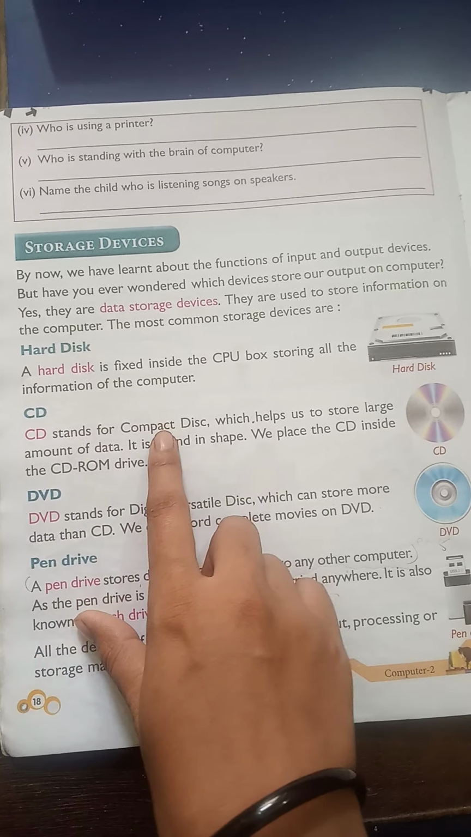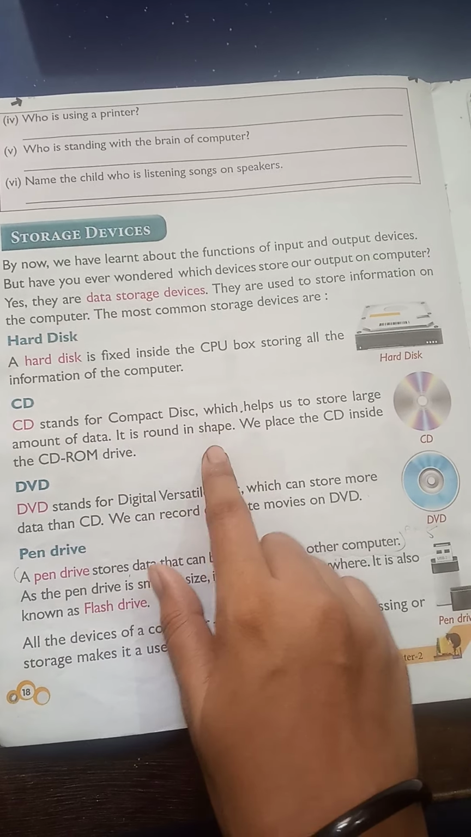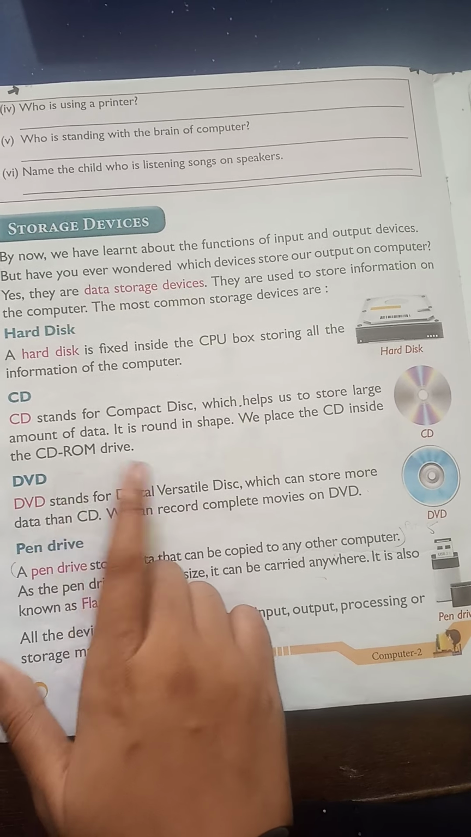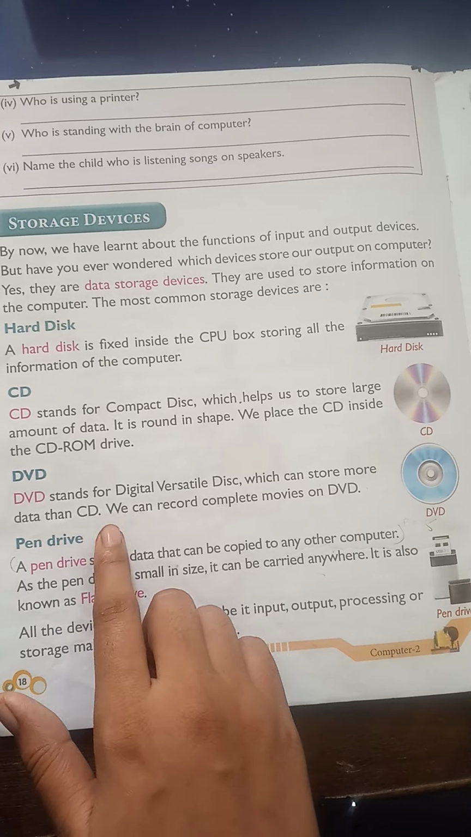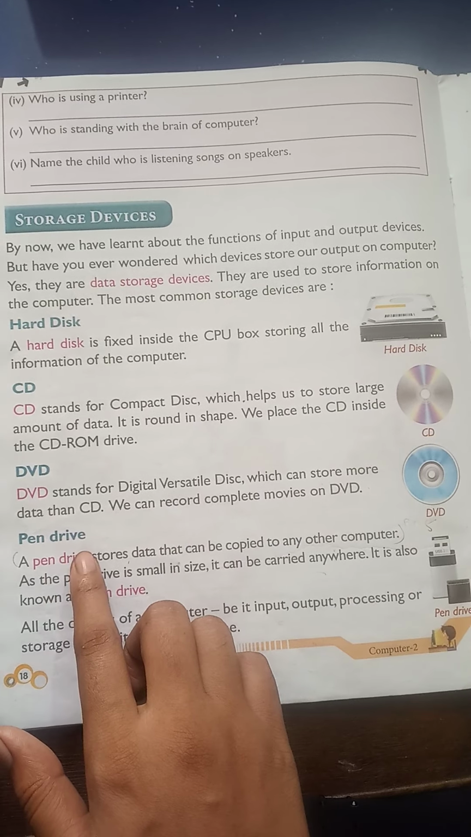CD stands for compact disk, which helps us to store a large amount of data. It is round in shape. We place the CD inside the CD-ROM drive. DVD stands for digital versatile disk, which can store more data than a CD. We can record complete movies on a DVD.